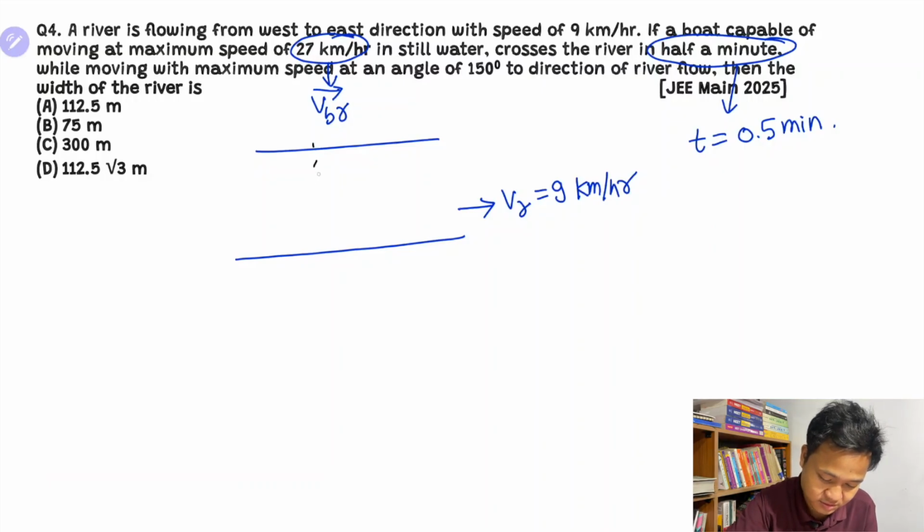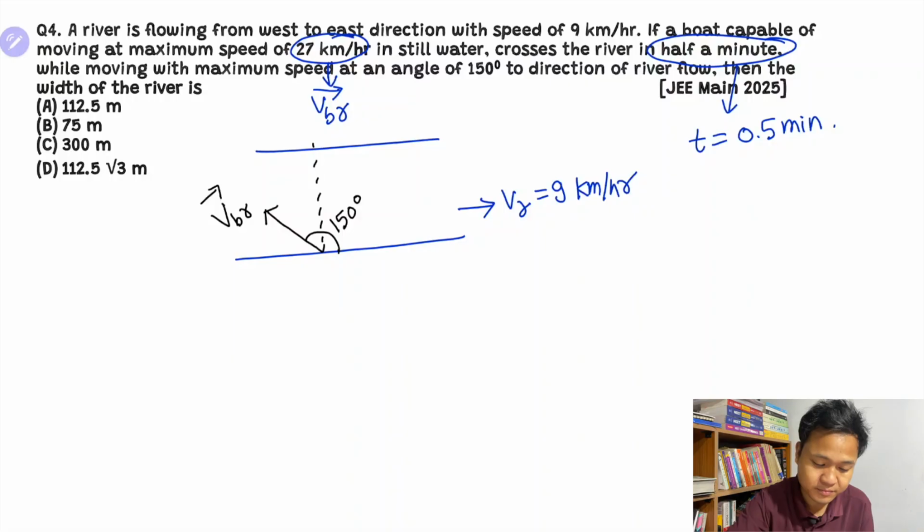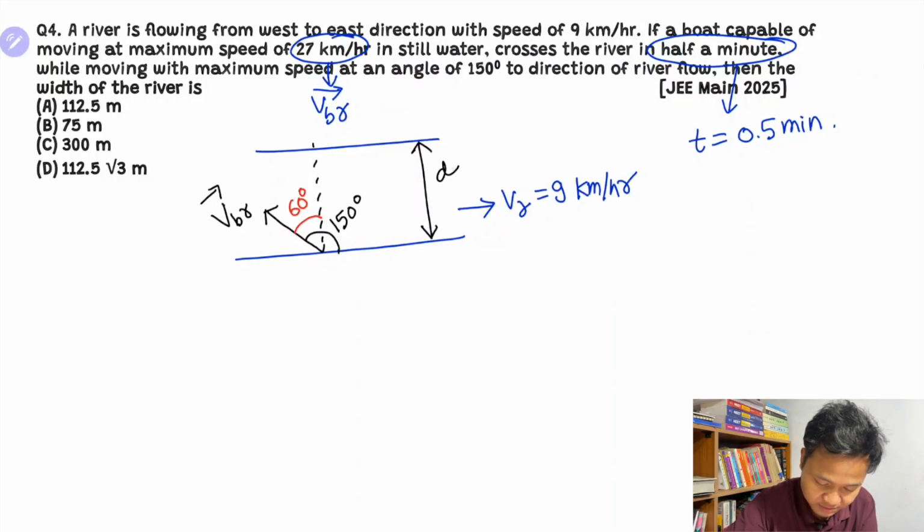That means it will go here. So this angle is 150, and this is the velocity of boat with respect to the river. Since it is 150, this angle will be 60, because 90 plus 60 is 150. Now they ask you to find the width of the river. So let's say this is D.